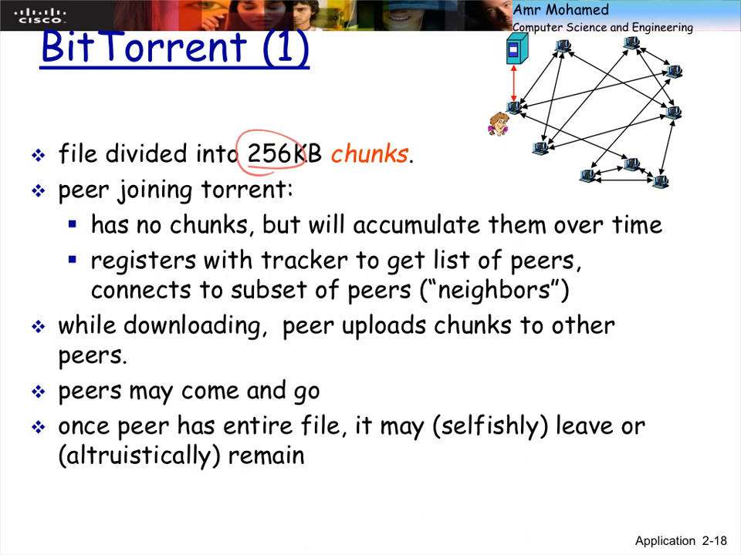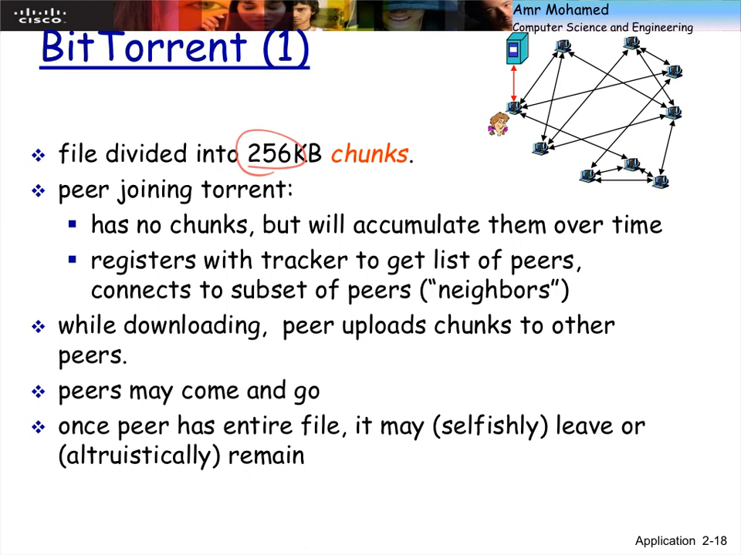A peer joining a new torrent, or a new group, and as we said, a torrent is a group of peers interested in one file. Initially, if I join, I have no chunks. I will accumulate these chunks over time. I register with the tracker. Once I get in, I need to register with the tracker. So the tracker now maintains the group, in other words, maintains the IP addresses of all people in this group.